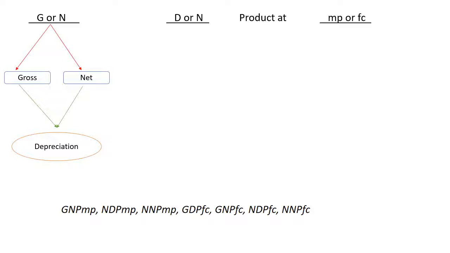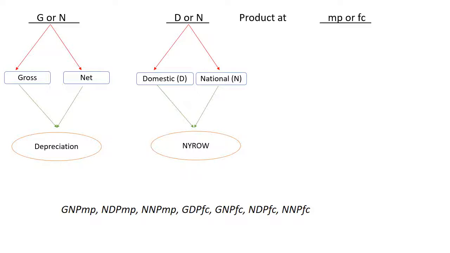The second letter in terms of nomenclature of income of a country could be domestic or national, and these two we know are related through NERO, net income from rest of the world. The third letter will be a P, which is just product at, and this has to be evaluated at MP, which is market price, or factor cost, which is represented as FC.